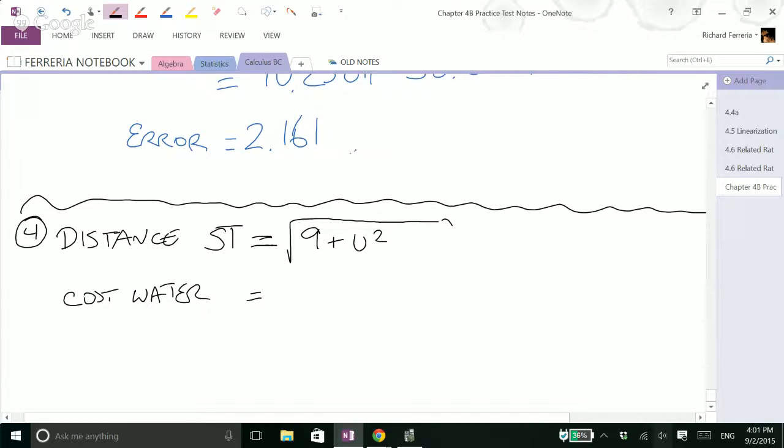Feet, which is equal to 5,280 times the square root of 9 plus U squared miles, right? Where do you get 9 from? 3 squared. See the right triangle? Yeah. That's a conversion from miles to feet. 1 mile is 5,280 feet. Wait, do I need to divide? Oh, this is in miles. I'm sorry, this is miles. This is feet.